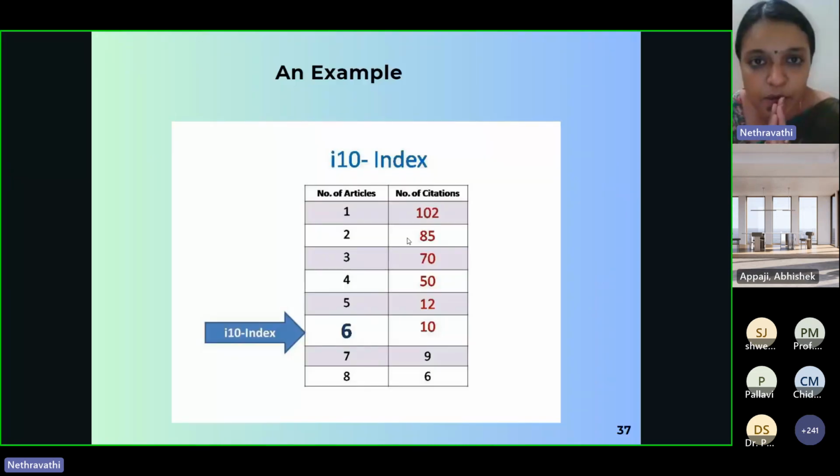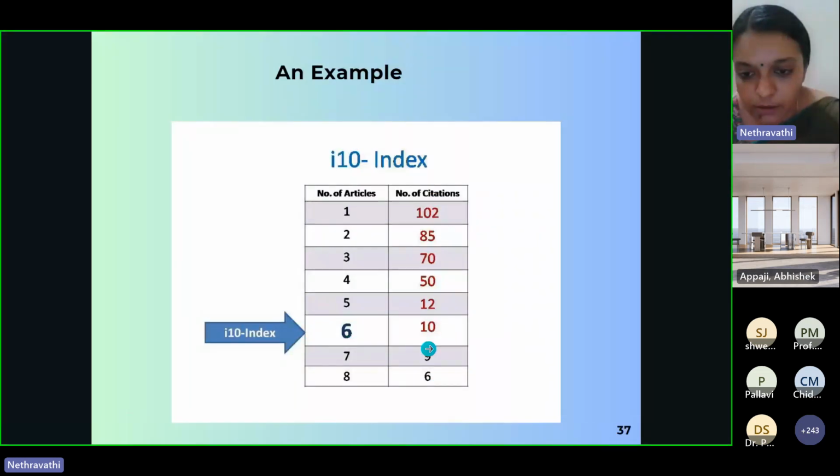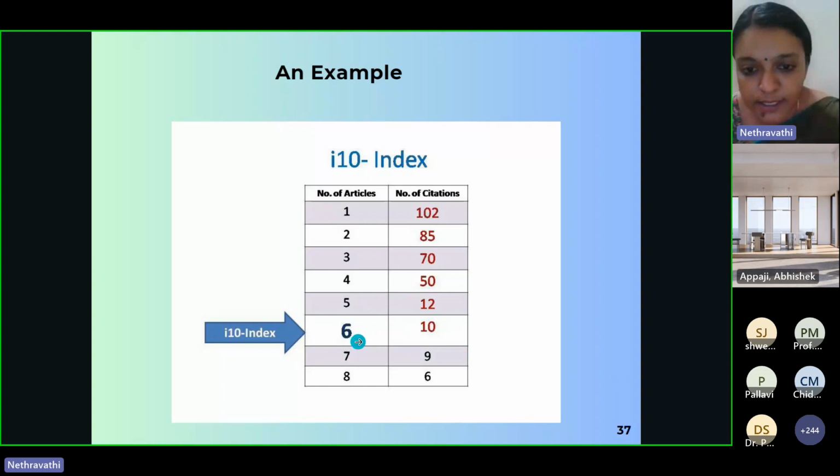So, an example for the I-10 index. These are the number of articles and these are the number of citations. There are 8 articles, 8 papers, and these are the citations. So what is the I-10 index? Basically a paper should have at least 10 citations. So how many papers have at least 10 citations? 6 papers have at least 10 citations. So the I-10 index is 6 for this example.